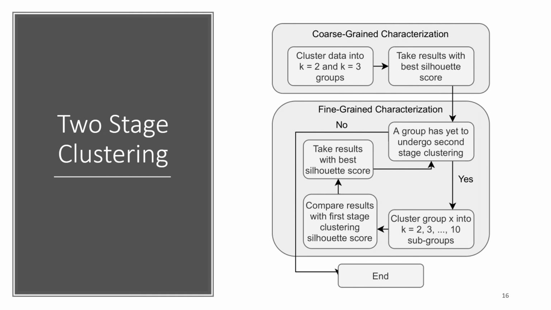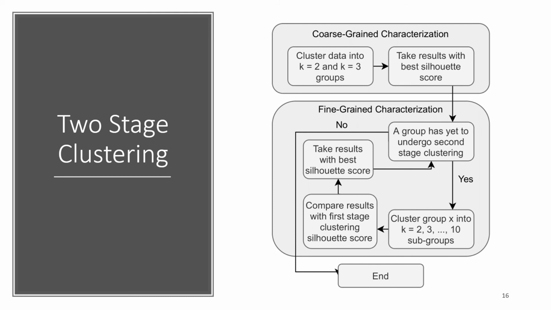So on the screen is a visual overview of our 2-stage clustering approach, which we do using the k-means clustering algorithm. We start off with a coarse-grained characterization where we first cluster the data into 2 and then 3 groups, and then we take the results that give us the best silhouette score. It's important to note that we may get a better silhouette score if we use a different value for k, but we want to limit the number of groups we get in this first initial clustering phase to maintain the manageability of our approach.